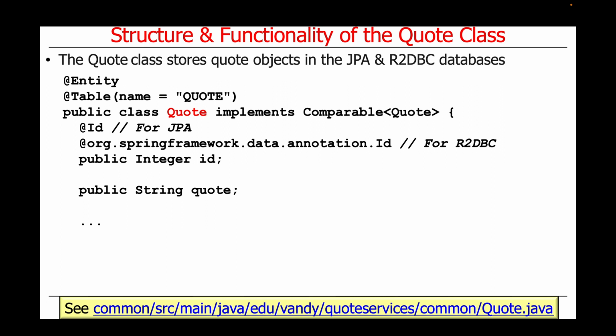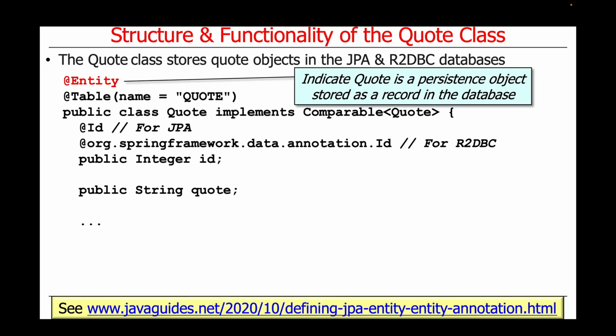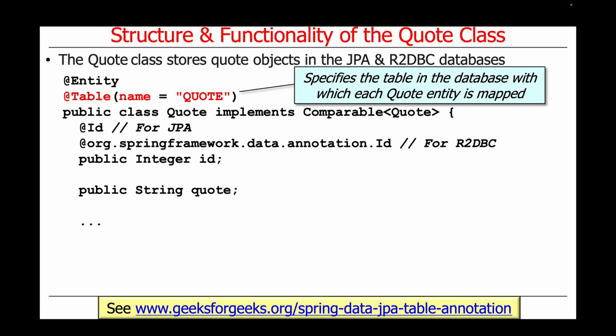So quote is a class, as you can see here, and you can get the class at the link below. And we mark the class using the entity annotation. And this essentially indicates that the quote class can be used to create persistent objects that are stored as records in the database, either JPA or R2DBC. So you have to annotate the class to make it something that can be used as an entity to be stored in a database. We also indicate the table name.